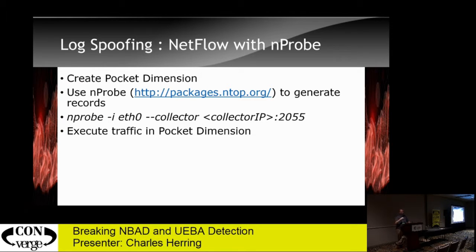So if you wanted to look like China was downloading all your data, picking on China again, you create a host in the pocket domain, have it download data from another imaginary machine. It's going to generate the NetFlow records and then forward those on to the NetFlow collector. So the nprobe command is just what interface am I sniffing on, and then where is the collector and what port is the collector on, and it will send the packets directly into that collector to poison that data.